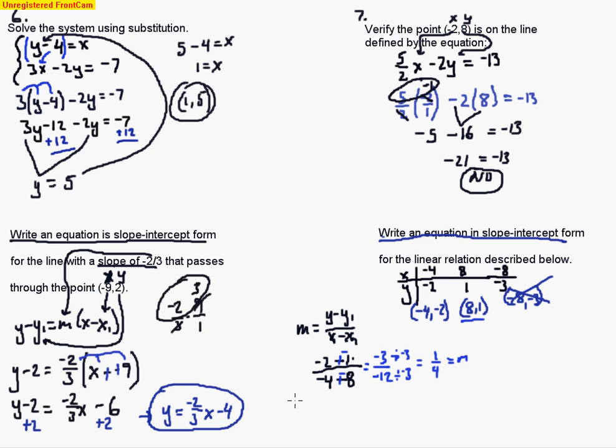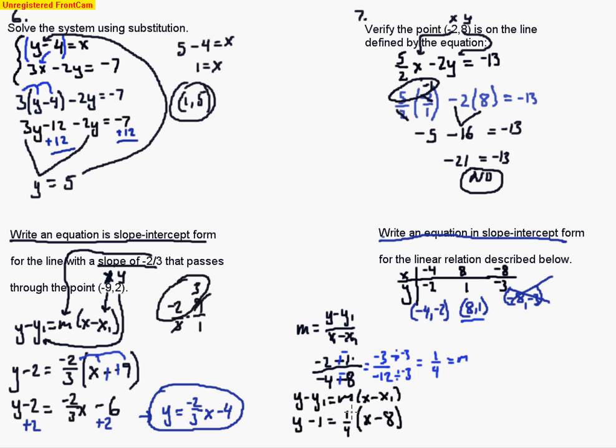So we always use this point-slope formula. y minus y1 equals m times x minus x1. And we substitute. So we've got y minus 1. That was my y value I'm using. And then equals the slope, which is 1/4, times x minus 8. So I'm using the x value of 8.